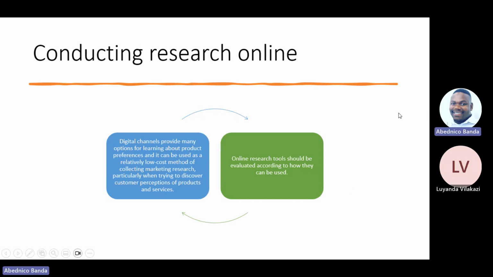And it is actually cheap because you can run digital surveys, you can have digital focus groups and so on, and you wouldn't spend much time and money when conducting online research compared to the same research methods that you would use offline. So online research tools should be evaluated according to how they can be used.